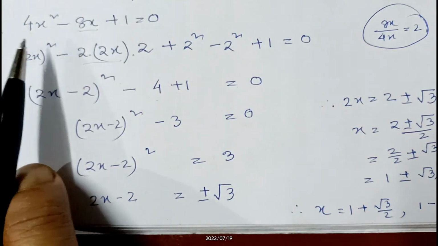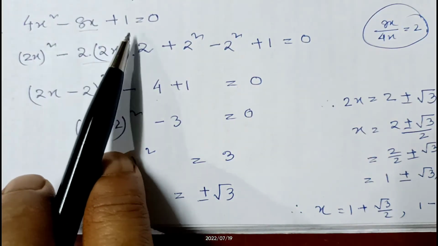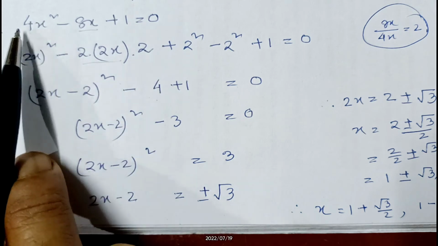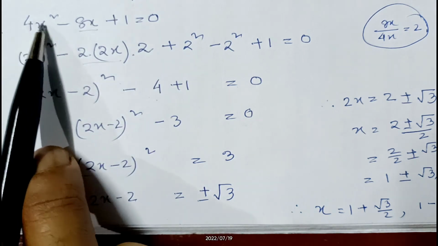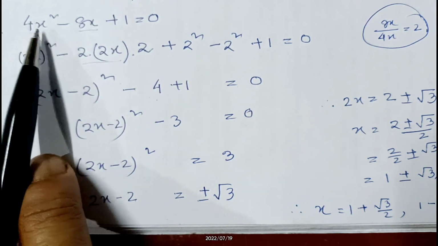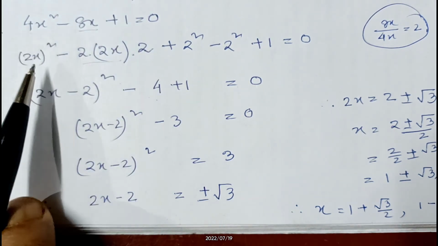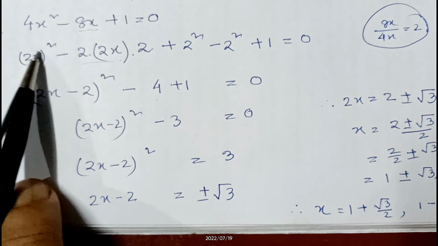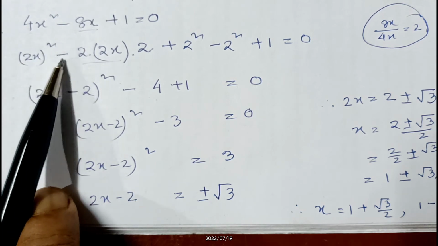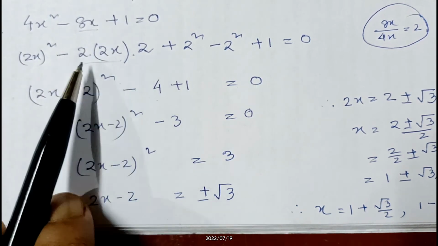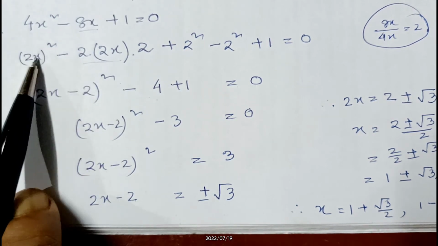In question number 5, it is given 4x² − 8x + 1 equals 0. Here the first term is a perfect square because 4x² can be written as (2x)². So here no need to divide by 4. So this 4x² can be written as (2x) whole square. This will be a². So minus twice ab, we have to write twice a, we know it is twice x.